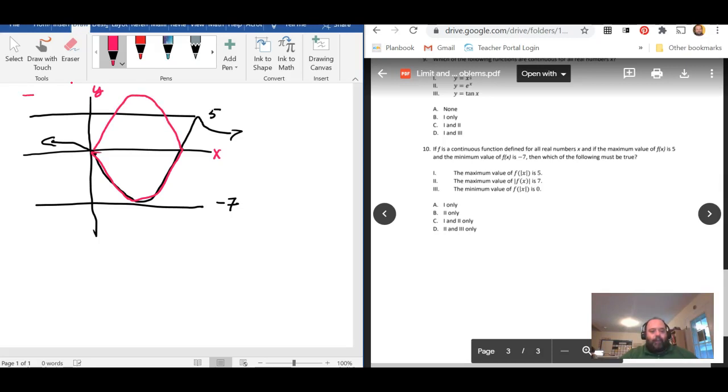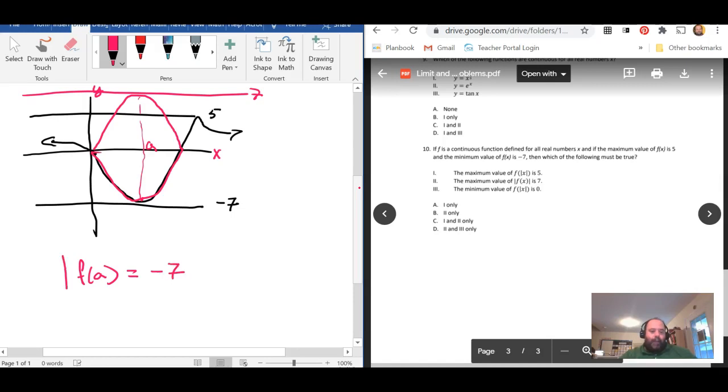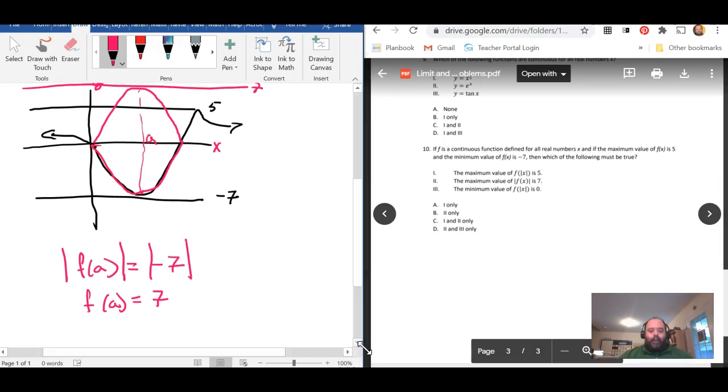And how far above the x-axis can it get? It can get to 7. So if it hits -7 somewhere for some x, let's call this a. If f of a is where I hit -7, then the absolute value of f of a has to get to 7. And it's never going to get any higher, because above the x-axis it never goes above 5, and below the x-axis it never goes below -7. So 2 works. All right, so let's talk about 3.